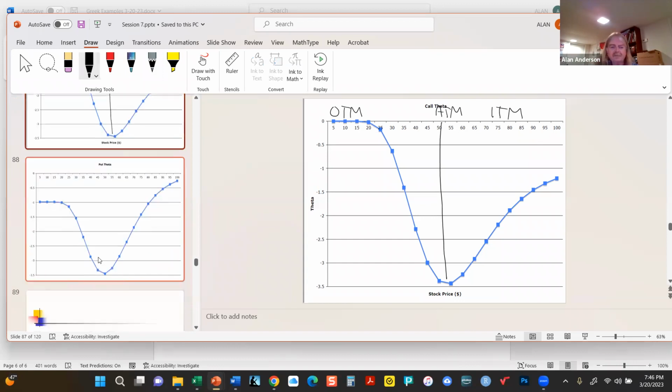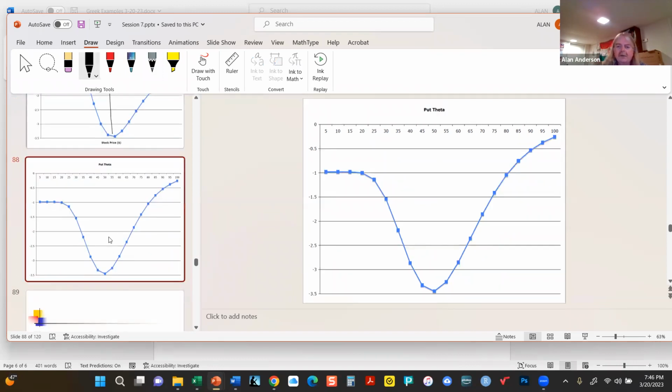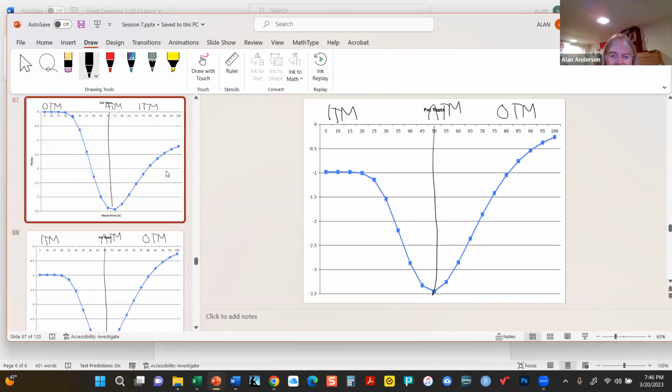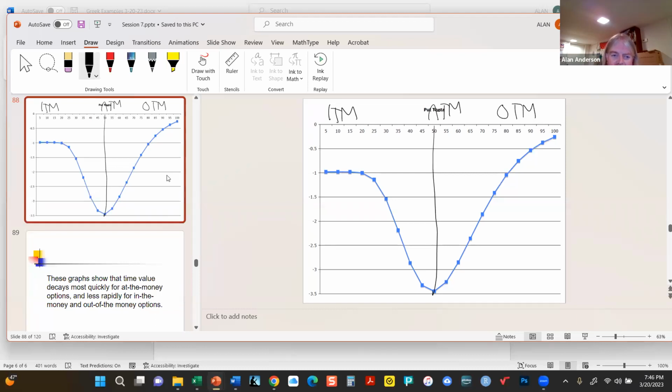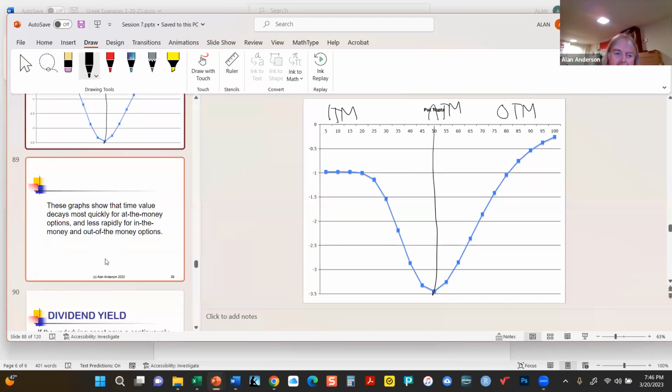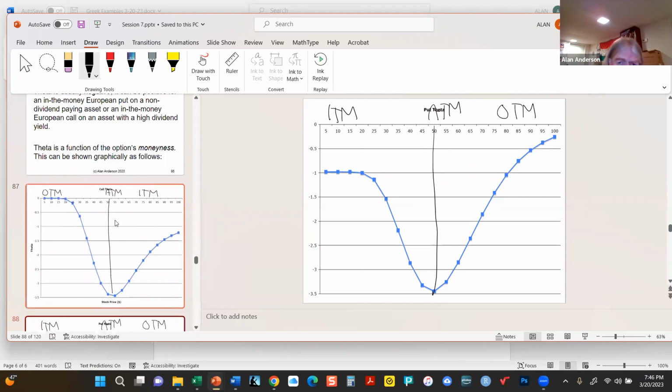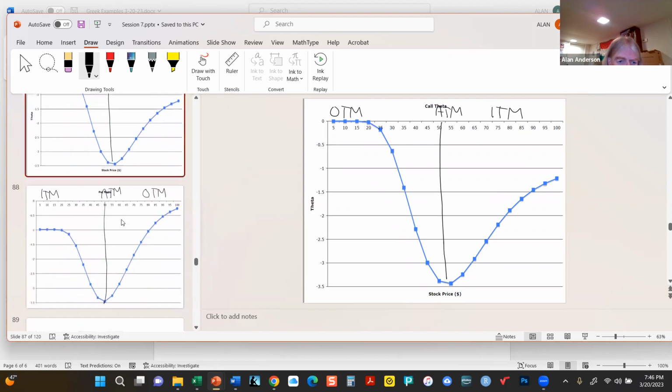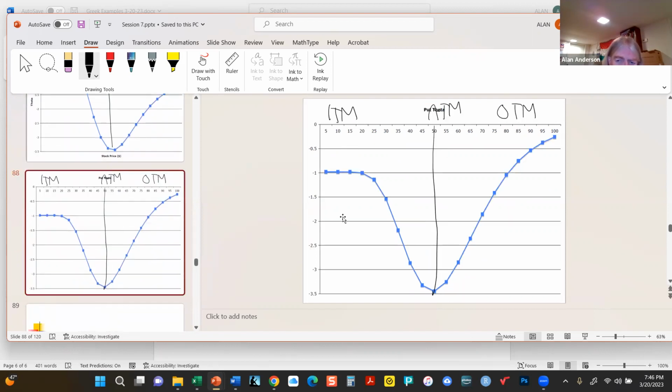Now for the put, we have to reverse this from left to right, because now this is at the money. This is out of the money. And this is in the money. So if you go back and forth between the two, they're mirror images of each other from left to right. But by the way, the numbers are not necessarily the same. They're similar, but not identical. The formulas are not the same. So unlike the gamma, the call and put thetas are different from each other. You do have to make a distinction between them.